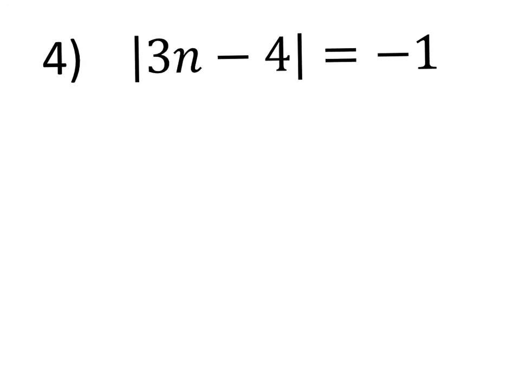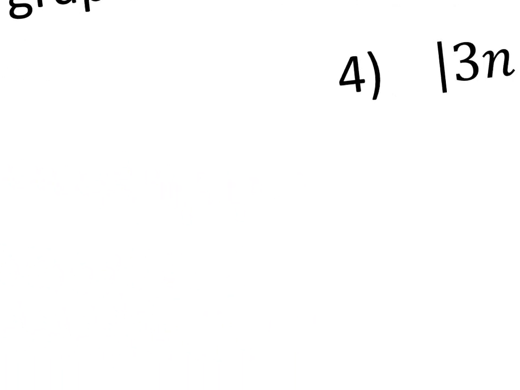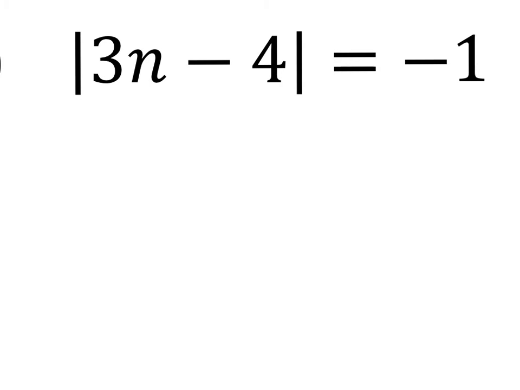is set equal to a negative number, because this is a little different than back here when we had it set equal to a positive 4, okay? All right, so if you're thinking about this, and let's just set up our first equation, we have 3n minus 4 equals negative 1, all right? So I'm going to add the 4 over and get 3n equals 3, so n equals 1.